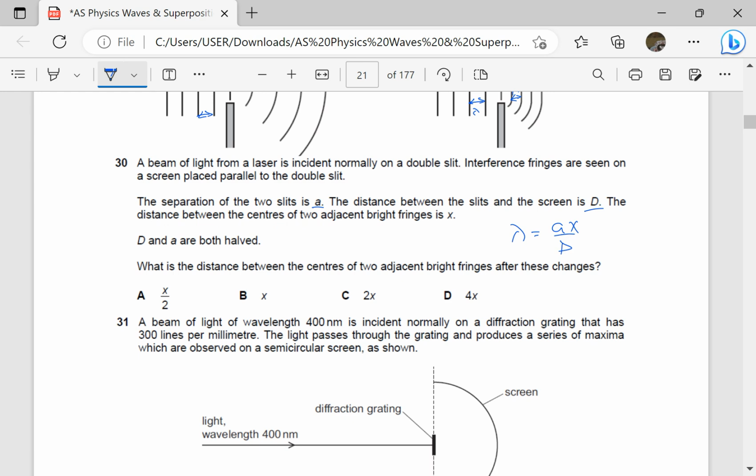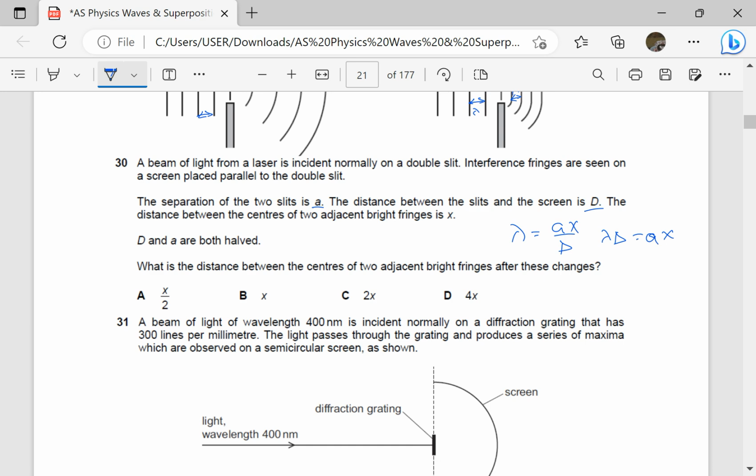D and a are both halved. So we see that lambda times D is equal to a times x. What is the distance between the centers of two adjacent bright fringes after these changes? To use simple mathematics, let the initial distance be x, when the distance between the slit and the screen is D and the slit separation is a. Then when D is halved and a is halved, what is the new value of x?